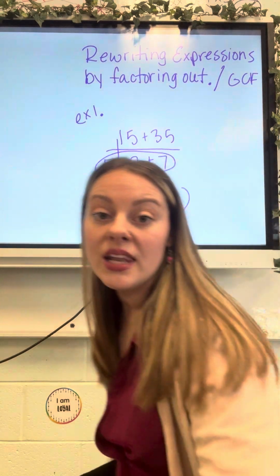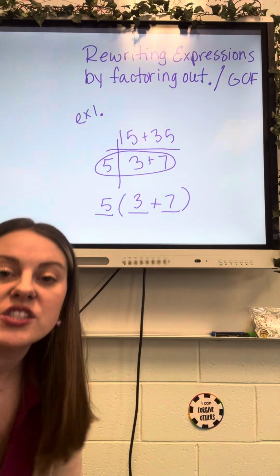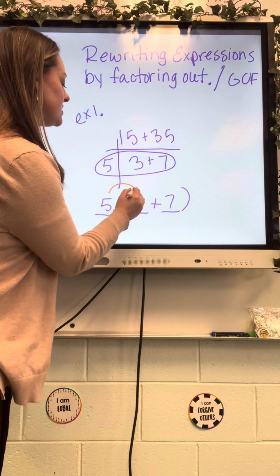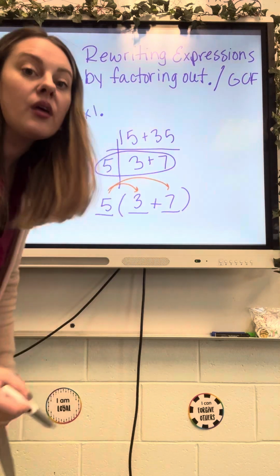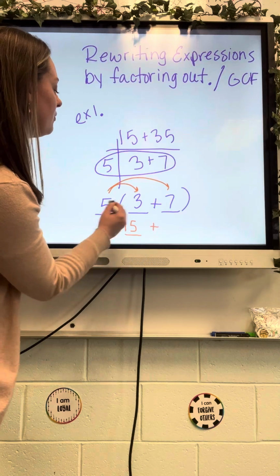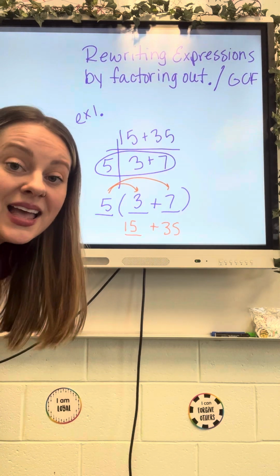Okay, now let me show you. This is how you double check your answer. When you double check your answer, you're just going to use the distributive property. You're going to distribute the 5 to everything inside of the parentheses. So here we go. 5 times 3 is 15. 5 times 7 is 35.